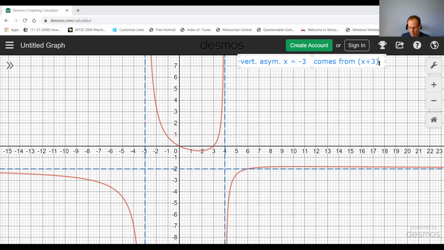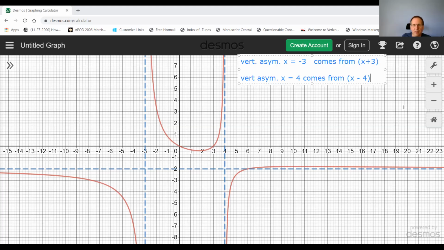Okay, so that's 1. Now let's look at the other vertical asymptote. It looks like it's at x equals 4. So that comes from the factor x minus 4, which has to be in the denominator. And again, what is the exponent? Well, I guess it's 1 again, right? Because as I approach 4 from the left, the function is going to positive infinity. As I approach 4 from the right, it's going to negative infinity. So they're going opposite directions, so that must be a 1.